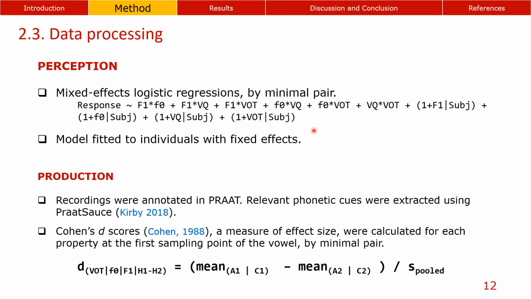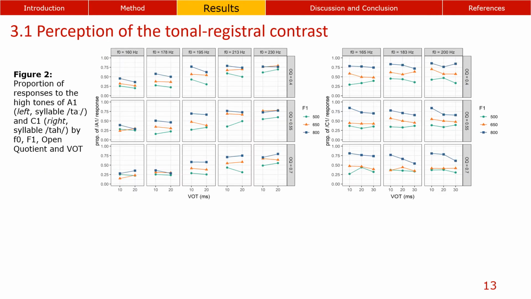Mixed effects logistic regression models were fitted to the dataset as a whole and to individuals' data. For production data, Cohen's d, a measure of effect size, was calculated for each property. This graph shows the proportion of responses to the high tones, A1 on the left side and C1 on the right side, by the four parameters.